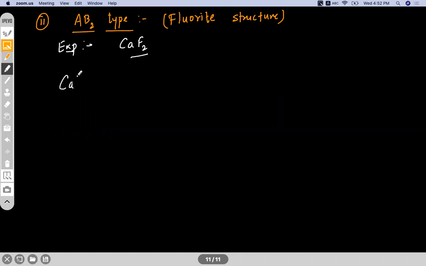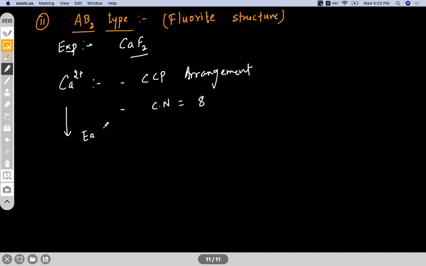Write down for Ca2+, Ca2+ means all cations of this type of structure. This has CCP arrangement first of all, and its coordination number is 8. Each Ca2+ ion is surrounded by 8 F- ions. All these informations, they sometimes ask question like this, which statement is correct for this molecule? So what we can say, each Ca2+ ion is surrounded by 8 F- ions, hence the coordination number is 8. That is what I have written.